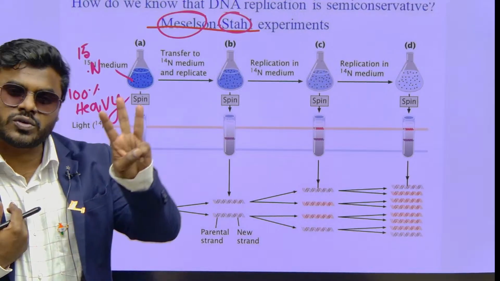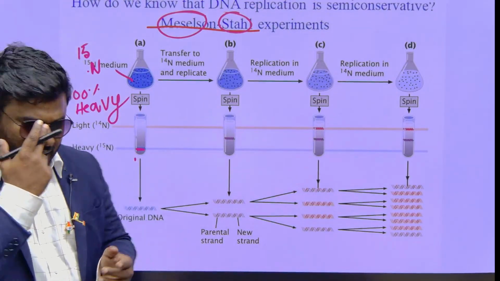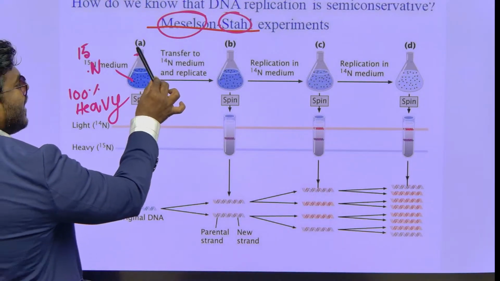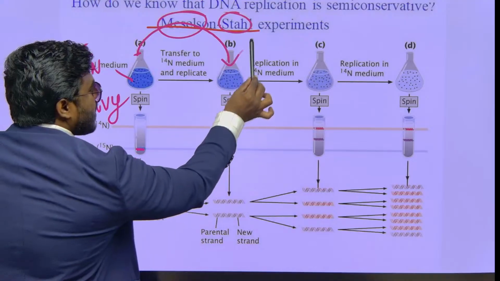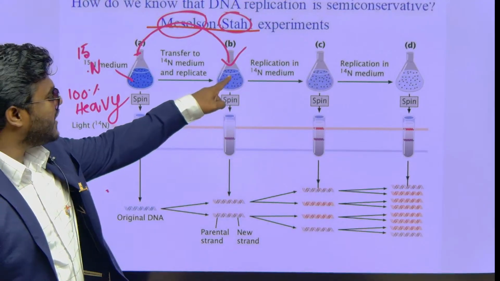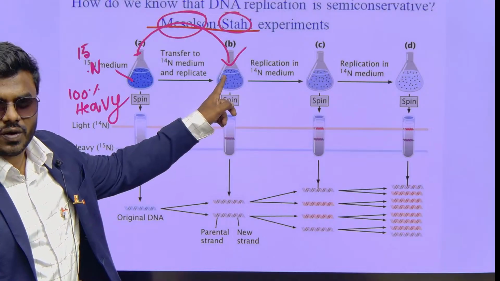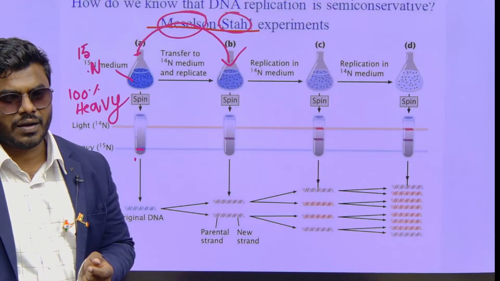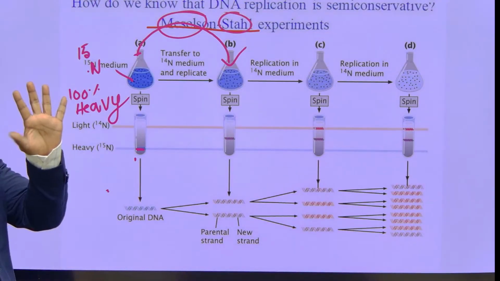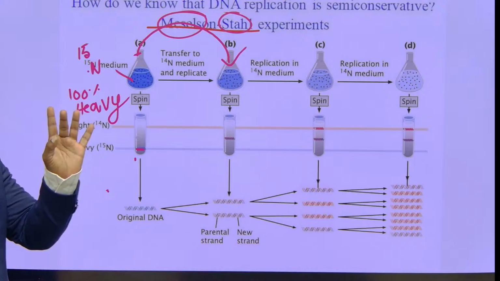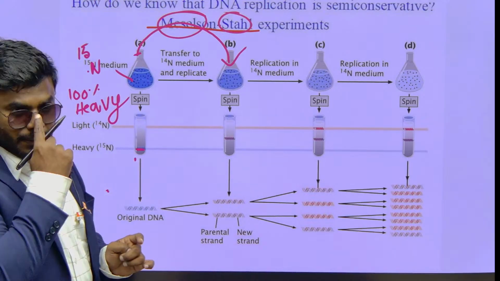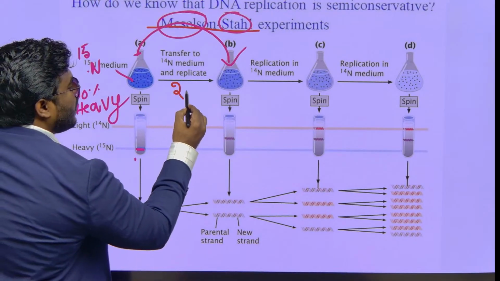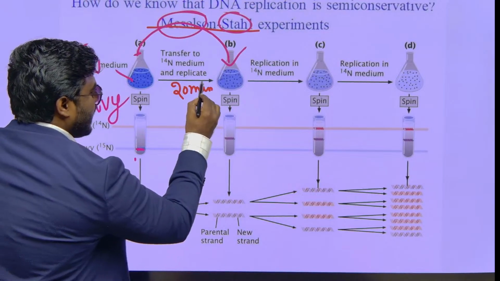Now I want to check 3 models. In order to check 3 models, what I have done is transfer some of the N15 to N14. Now this is the combination of N15 also, N14 also, correct na? Now from here, every 20 minutes I am taking a sample and checking whether I am getting only heavy, only light or only intermediate. Why only 20 minutes? Because I am checking it in E. coli. What is the generation time of E. coli? 20 minutes. Correct na?